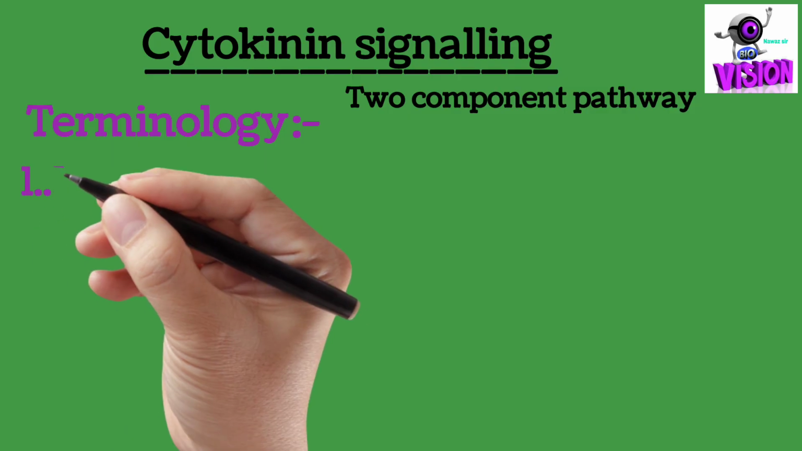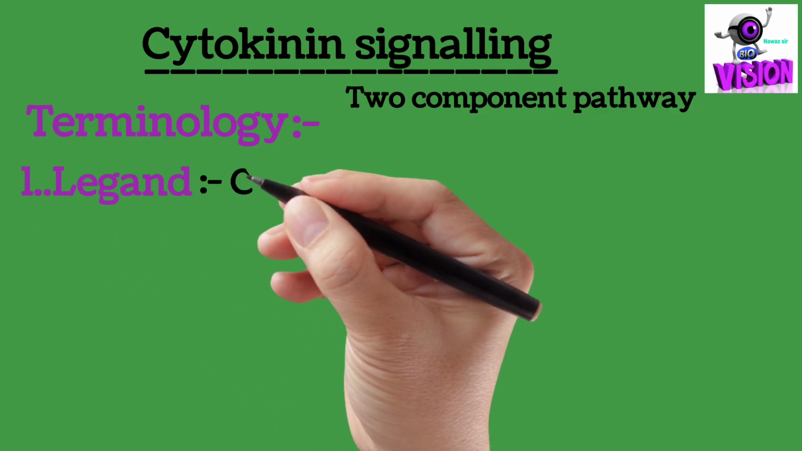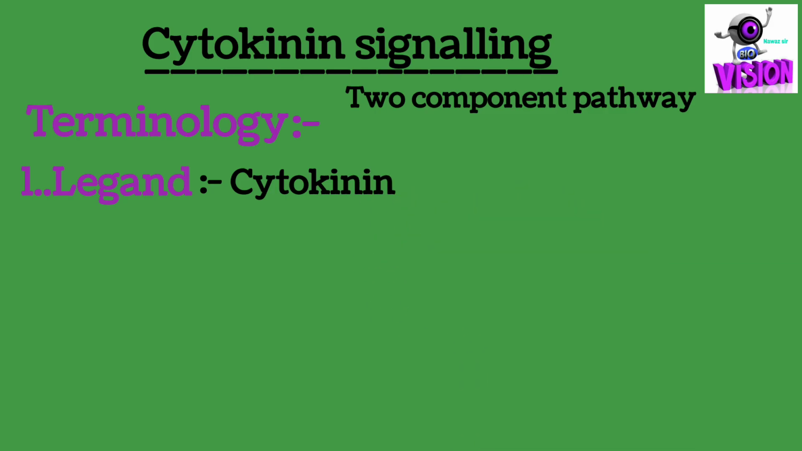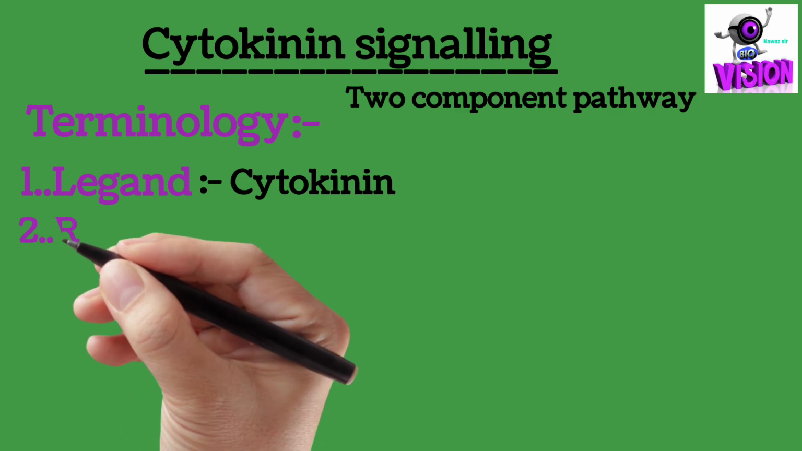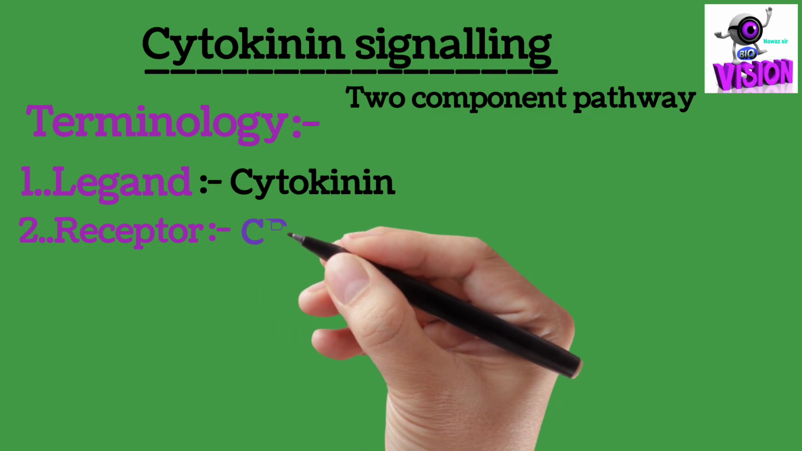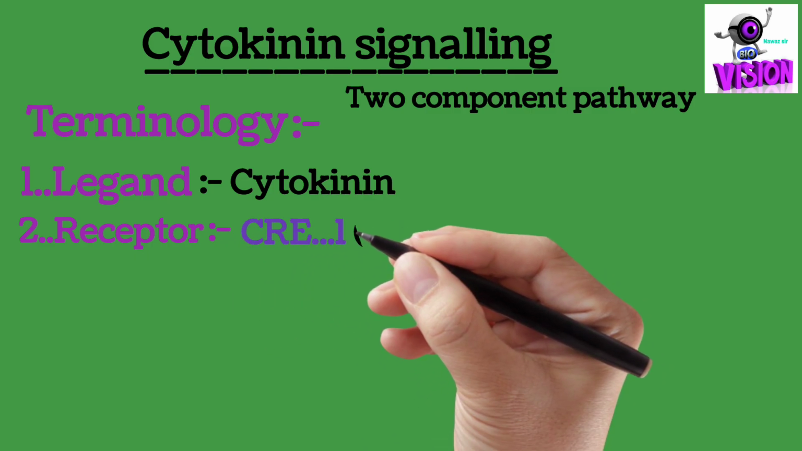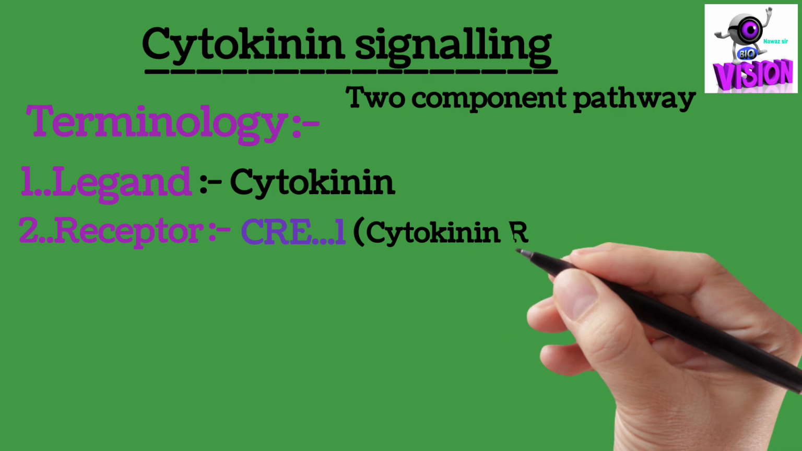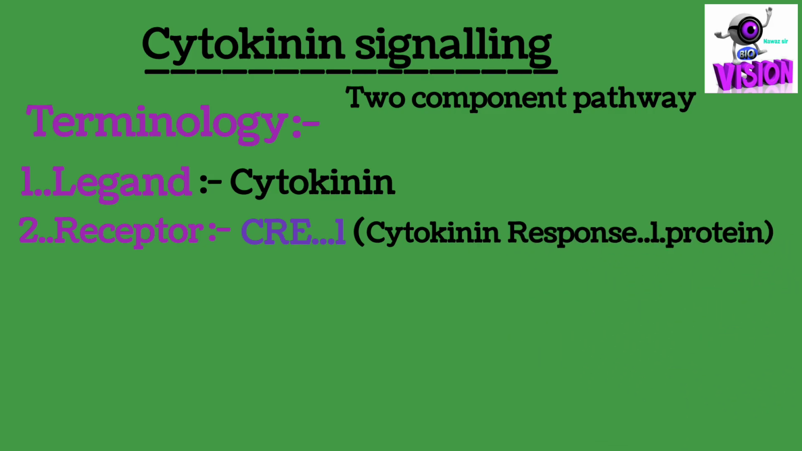Now first of all, let us define what a ligand is. The ligand here is cytokinin. It initiates the pathway and acts as the signaling molecule. Now what is a receptor? The receptor is a protein which receives the ligand. Here the receptor is CRE1, meaning cytokinin response 1 protein.